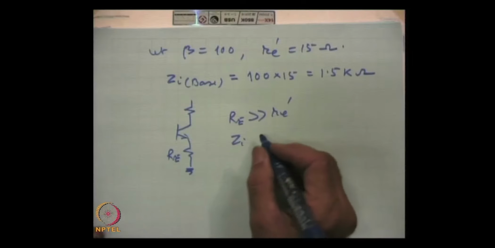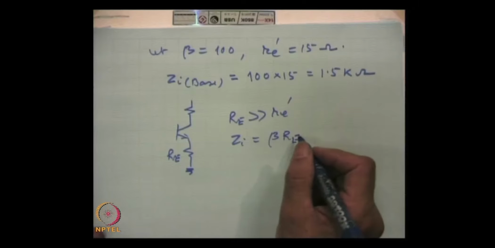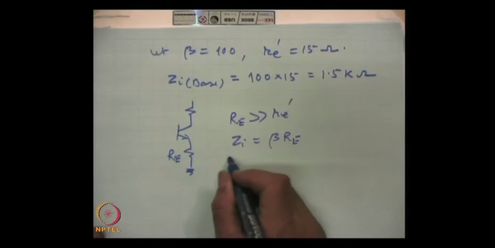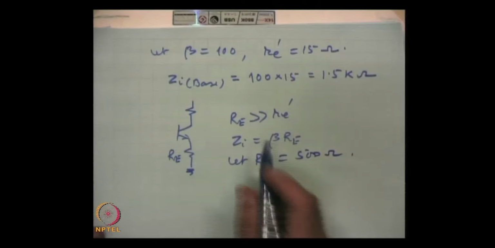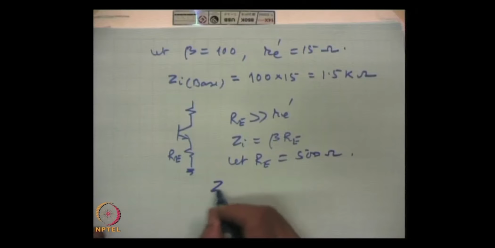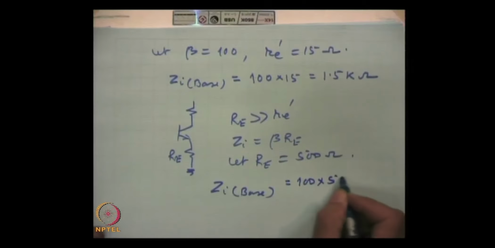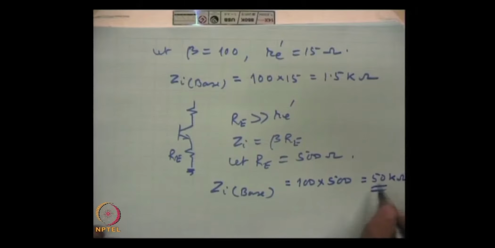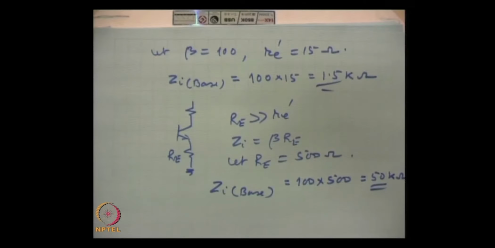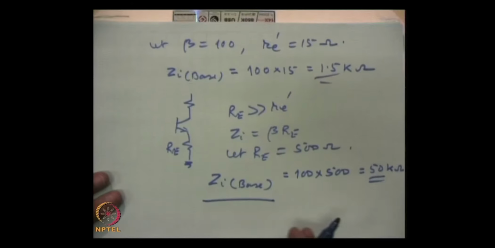So, this will be equal to beta R e. Let R e be 500 ohms, beta continues to be 100, then Z I base is equal to 100 into 500, this is 50 kilo ohms. So, just compare 50 kilo ohms with 1.5 kilo ohms, and that is this. Now, this is one component of the input impedance.